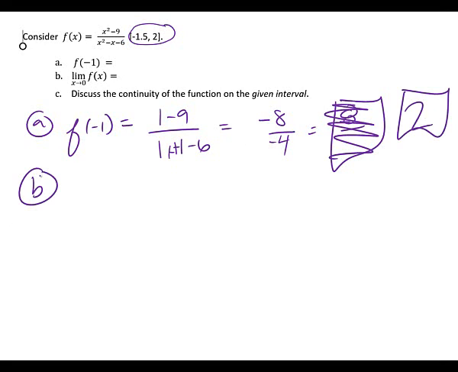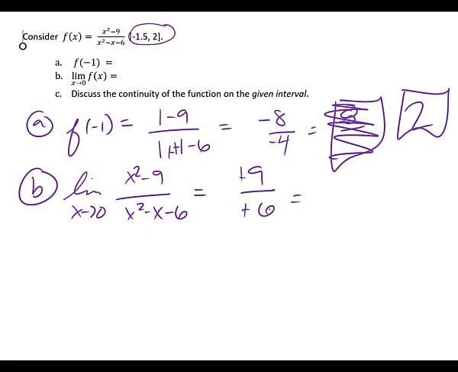The next thing says we have to discuss the limit as x approaches 0. So the limit as x approaches 0 of our function, x squared minus 9 over x squared minus x minus 6. Can I direct substitute on that one? Yes. So we put 0 into the top, I get -9. Technically, I don't even have to reduce on the test. Okay.